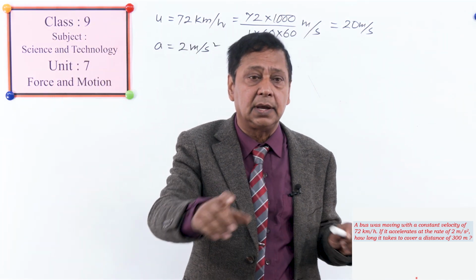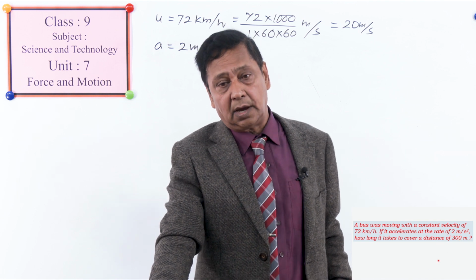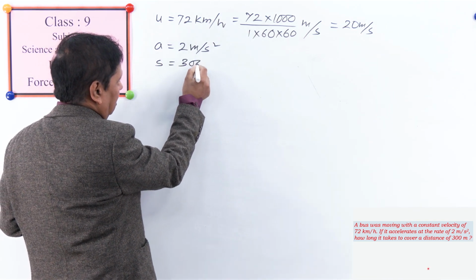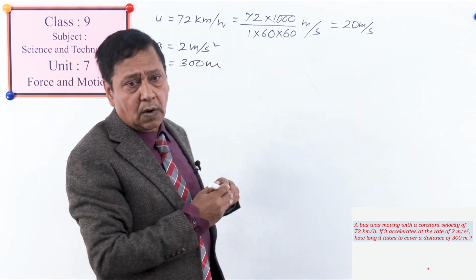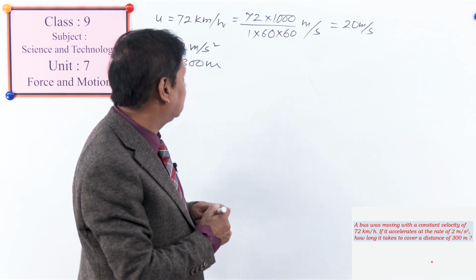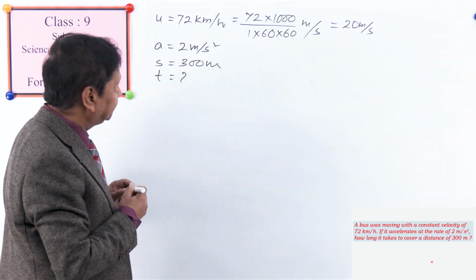Next information, how long does it take to cover that distance? This is the question. 300 meter is distance. S equal to 300 meter. And the question is how long it takes to cover a distance of 300 meter, means how long it takes. T equal to question mark.